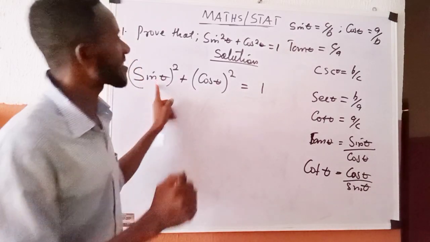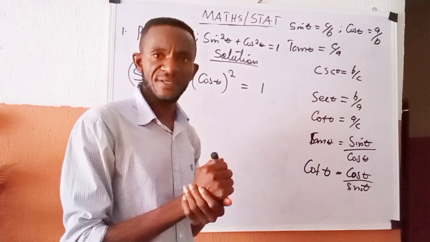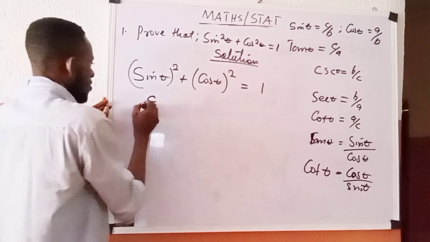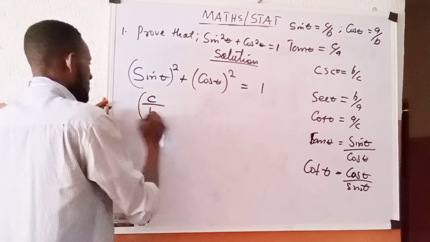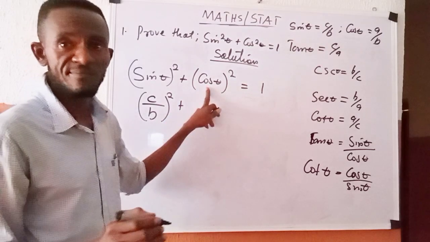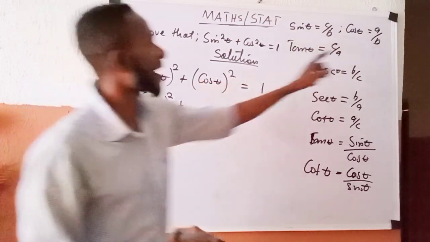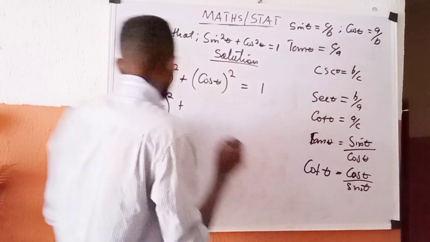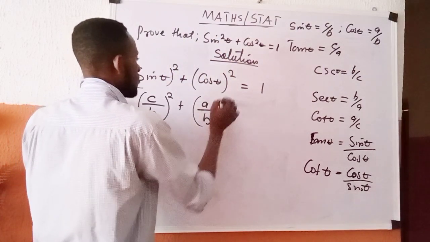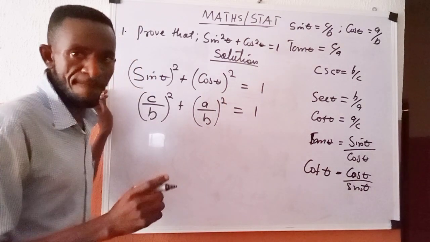What is my sin theta from here? Sin theta is C all over B. So I will come in place of this and write C all over B, open and close, all raised to power 2, plus. I come here. What I have here is cos theta. What is my cos theta? A over B. So I will write A all over B, all raised to power 2. They say I should show that it is equal to 1.